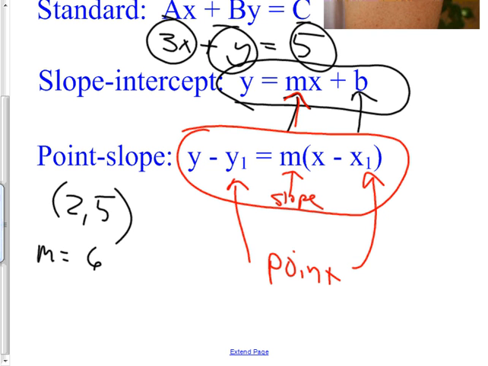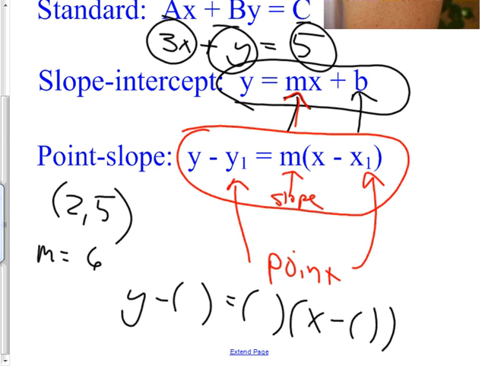If I was going to use this thing, I would say y minus, I'm going to put an empty spot, equals empty spot for where the slope's going to go, times x minus empty spots. All I did is leave empty spots where I'm going to drop in the point, and then I'm going to drop in the slope. So the point goes here, x of it is 2, y of it is 5, and then the slope 6.